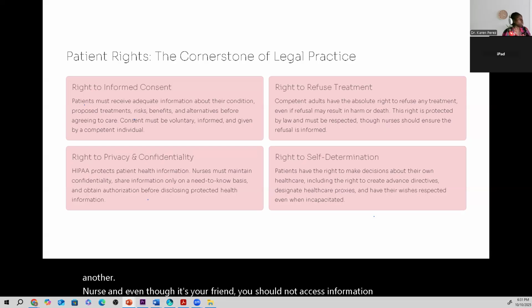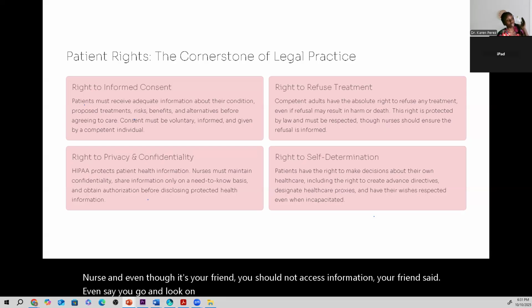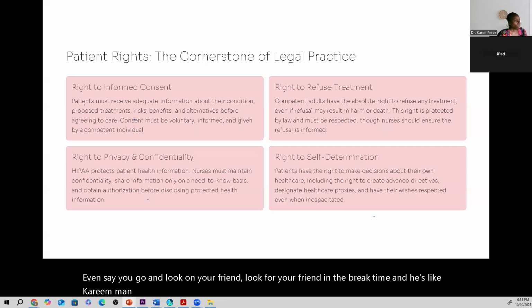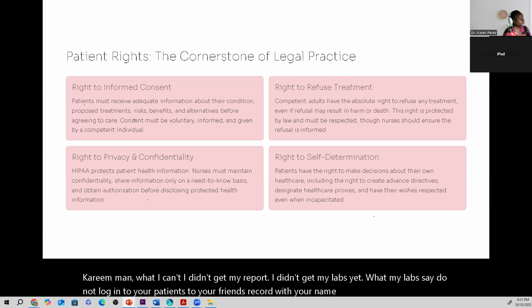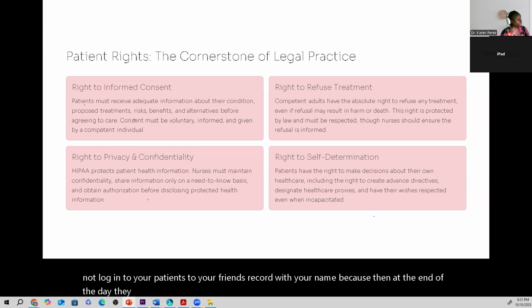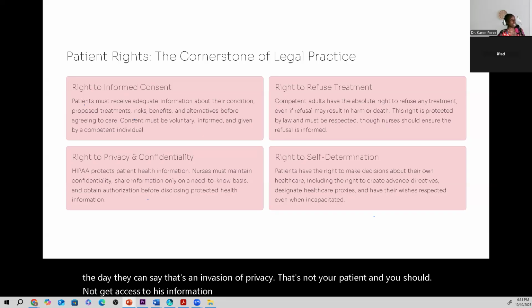Say you're looking for your friend on your break time, and he's like, Kareem, man, I didn't get my report. I didn't get my labs yet. What did my labs say? Do not log in to your friend's record with your name, because at the end of the day, they can say that's an invasion of privacy. That's not your patient, and you should not get access to his information, and then you're violating HIPAA.